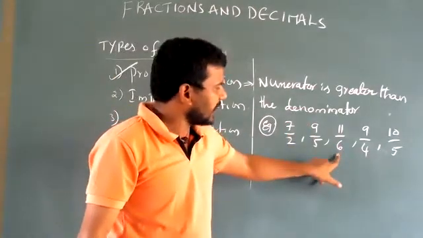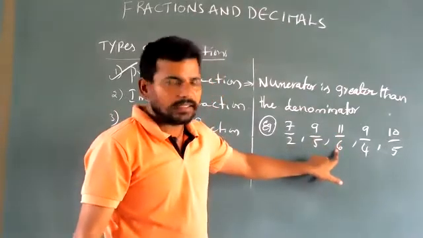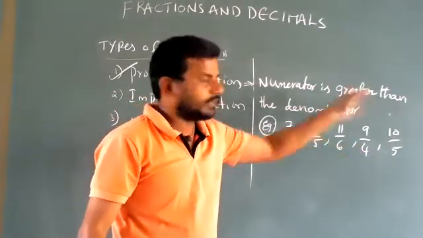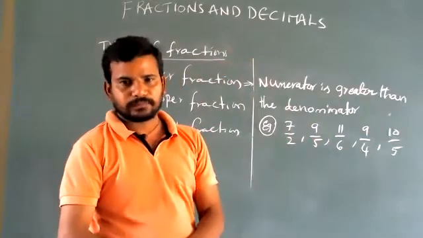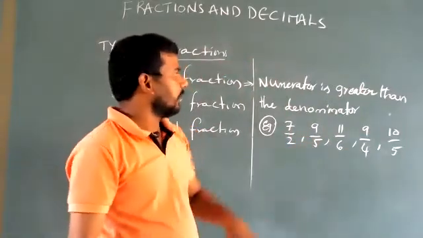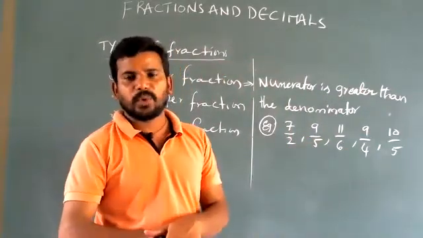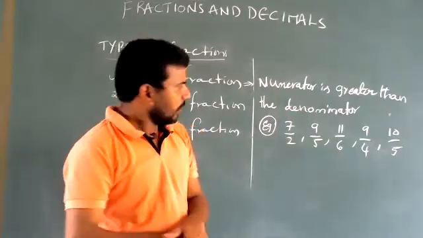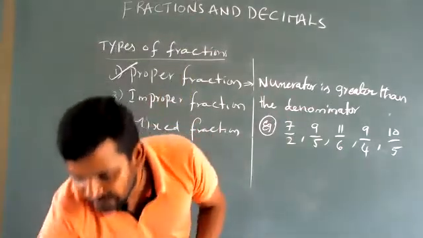In 11 by 6, 11 is greater than 6. 9 is greater than 4. 10 is greater than 5. So these are examples of improper fractions. Now discussing mixed fractions.